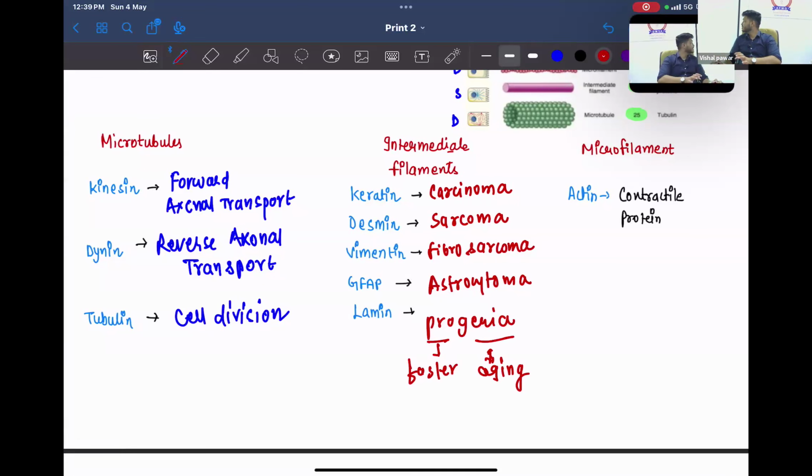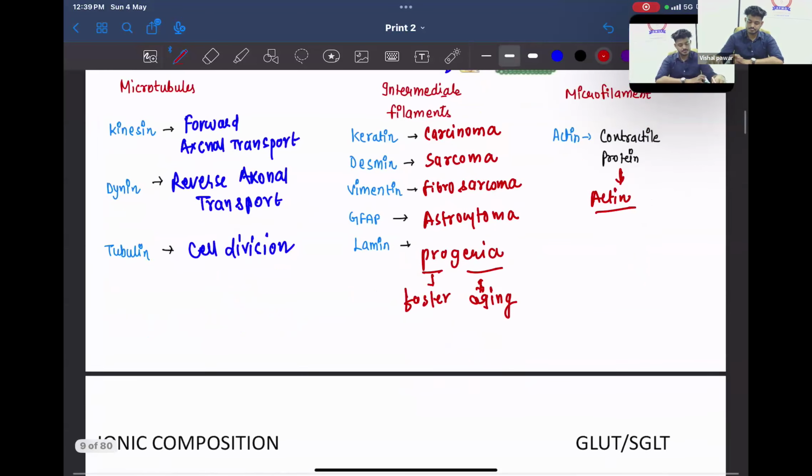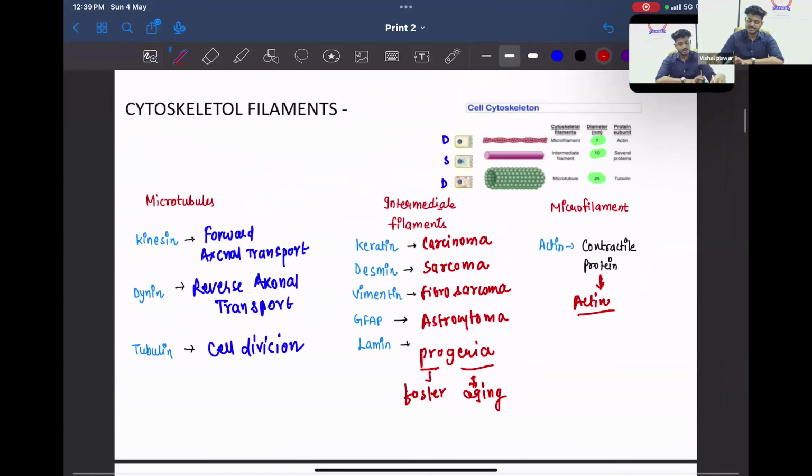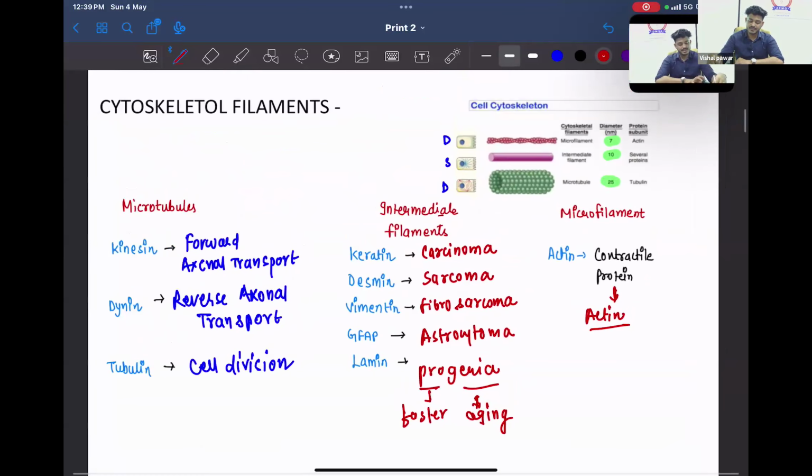This is due to lamin mutation. And actin is going to be responsible for these contractile proteins. What are the contractile proteins we are having? This is going to be your actin, myosin. You study about the contraction, right? These are the contractile proteins that we are having. Clear?